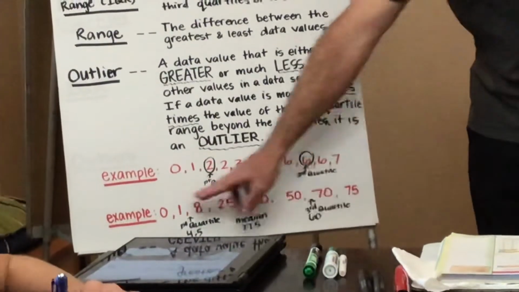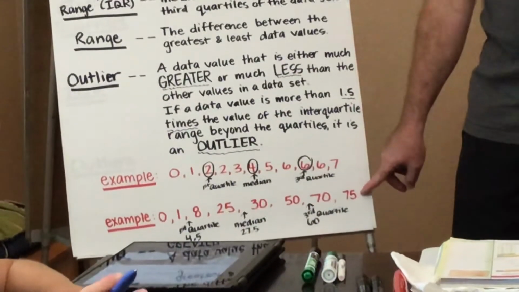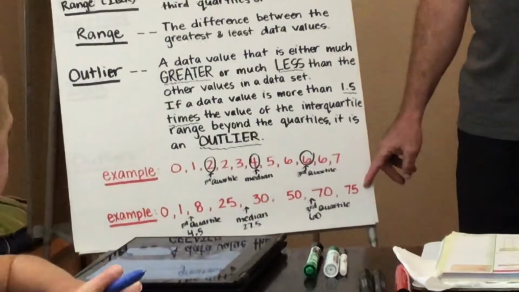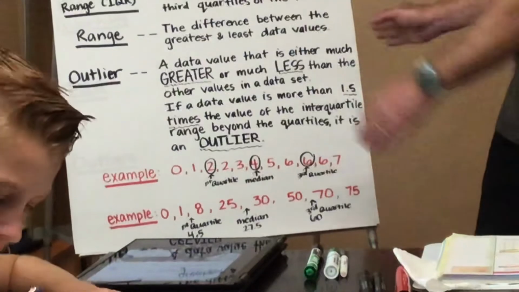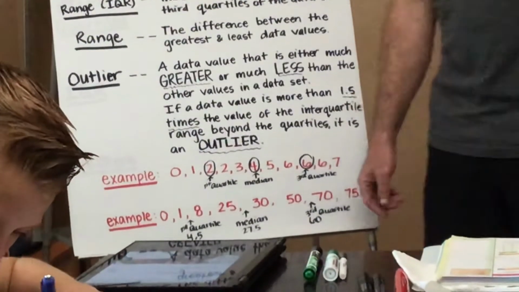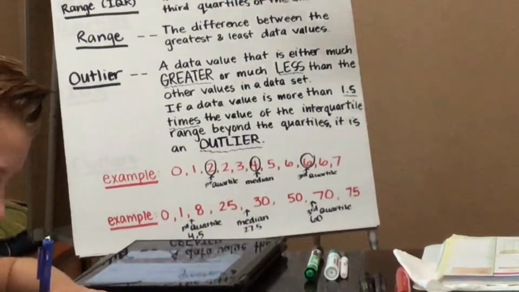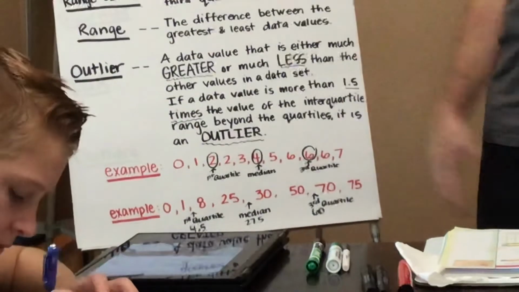Now look at this set of numbers right here. It goes from 0 all the way to 75. What's the range of this data? 75. Pretty easy when you start with 0, right? We'll work on that some more. But that's the range of a set of data. How far it is from the lowest piece of data to the greatest piece of data. That's the range. That makes sense.